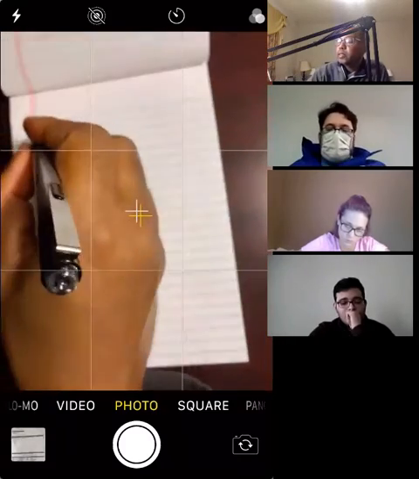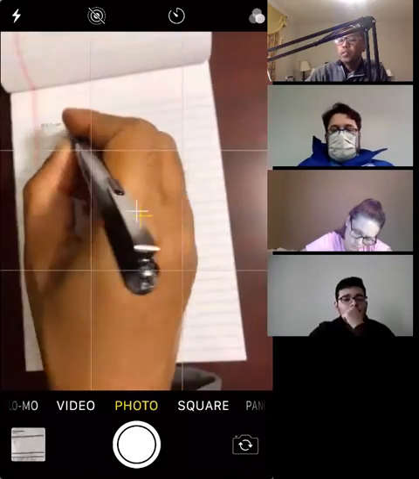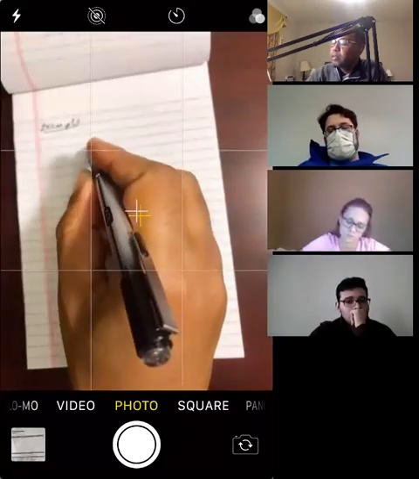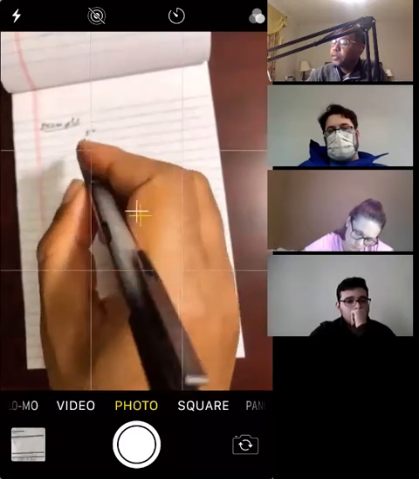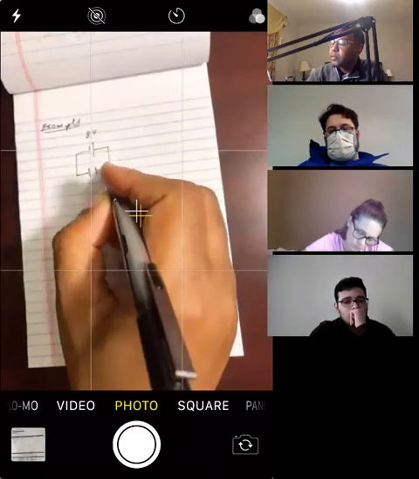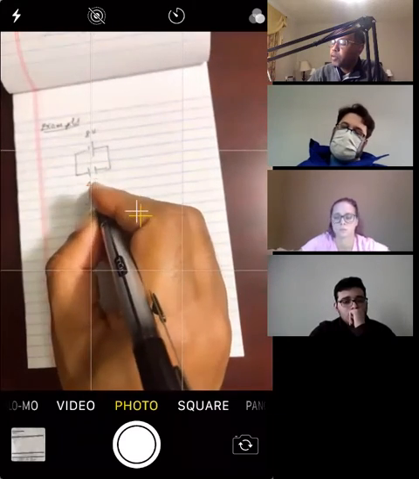Now, let's look at an example. Suppose you charge a capacitor. Let's say it's maybe 8 volt over here, and you've got a capacitor. Let's say this is a 4 farad capacitor.